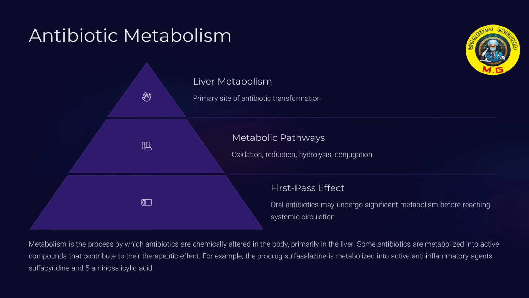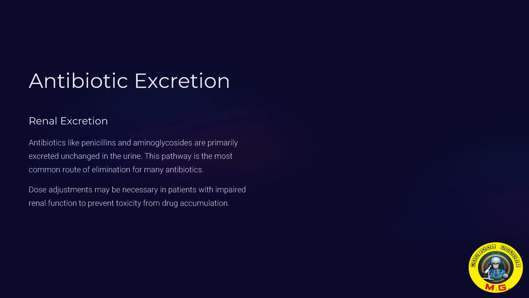Fourth point among pharmacokinetics, that is last, is excretion. Excretion is the removal of antibiotic from the body, primarily through the kidneys by urine, or the liver through bile. Understanding the excretion pathway helps in determining dosing intervals and adjustments, especially in patients with renal or hepatic impairment.